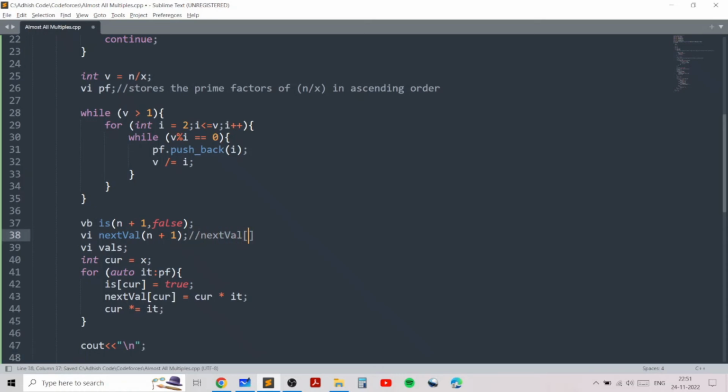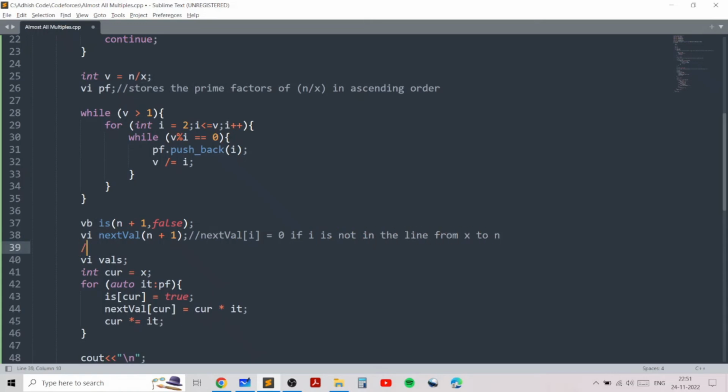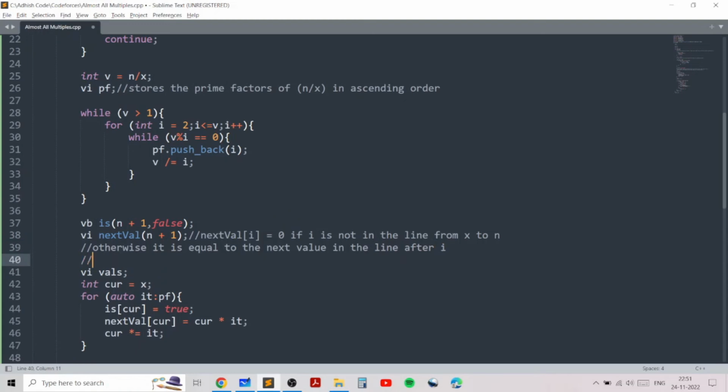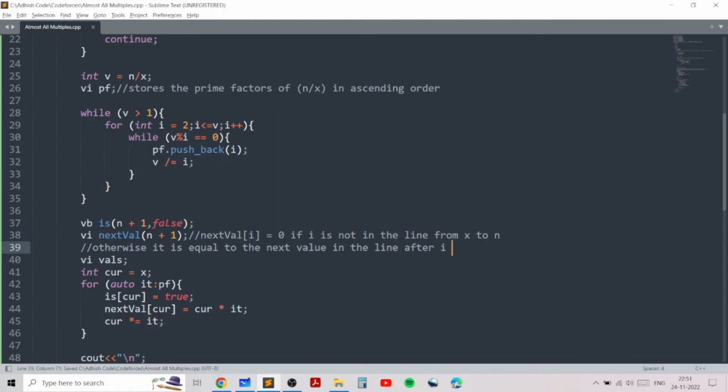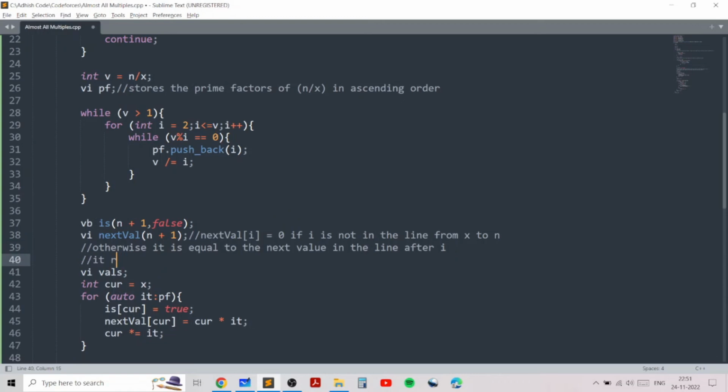So next value of I is equal to 0 if I is not in the line from x to n. Otherwise, it is equal to the next value in the line after I. For example, next value of I will give you the multiple which you need to put in position I. So it signifies the element that must appear at position I.